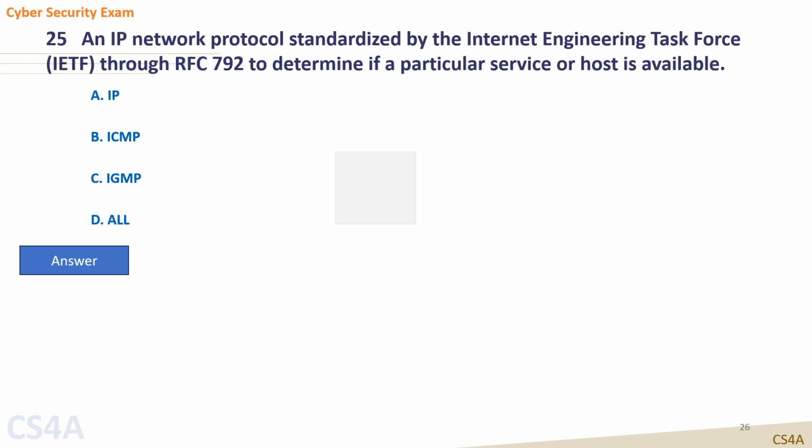Here the question is, an IP network protocol standardized by the Internet Engineering Task Force through RFC 792 to determine if a particular service or host is available. So here the keyword is the host is available. It's a kind of testing the reachability. So which protocol is used in testing the reachability? IP, ICMP, IGMP. So ICMP is the correct one, because ICMP is used in the ping command to test the reachability of that host or the endpoints. So the answer is B.